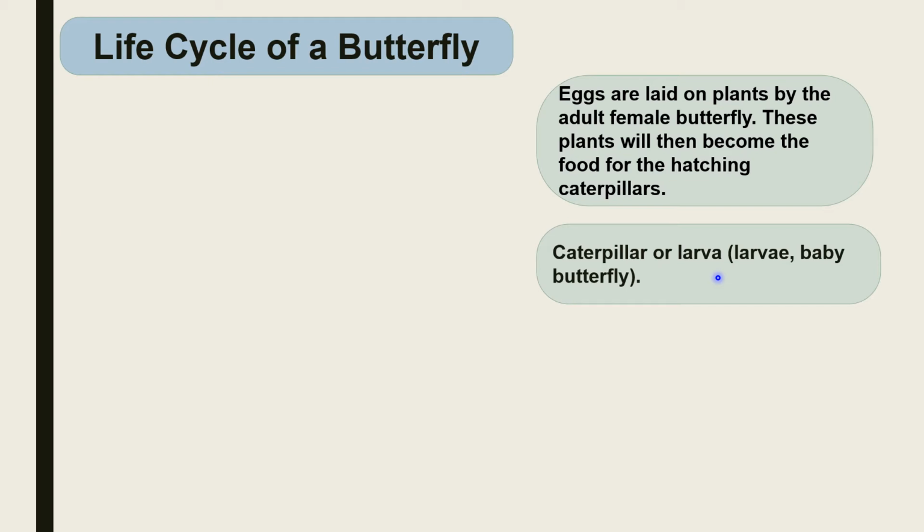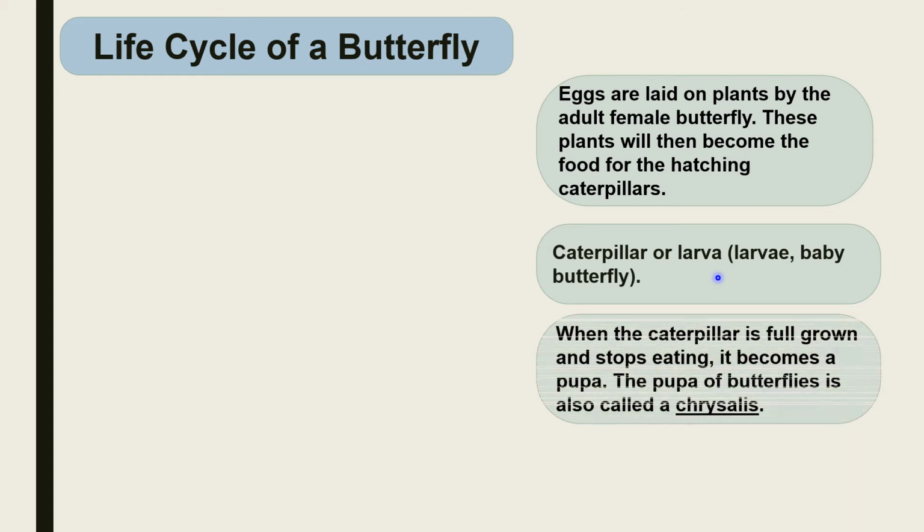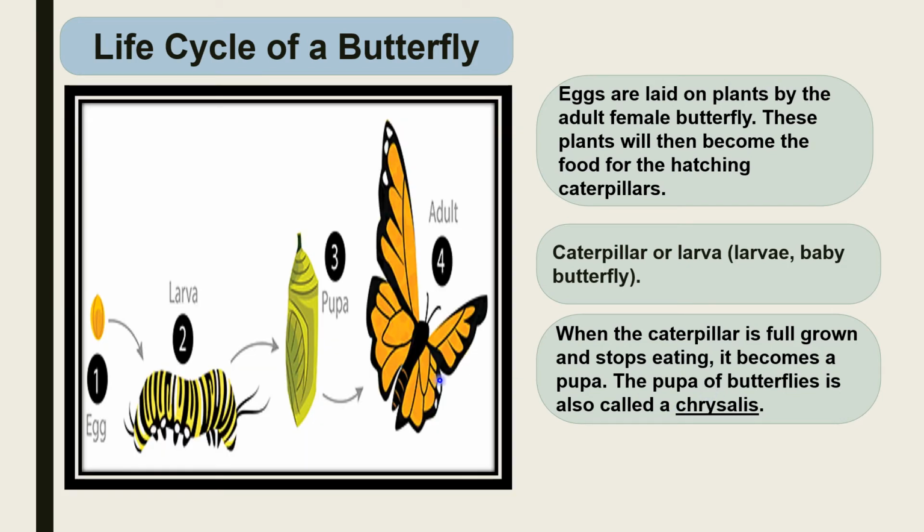They do not look like the adult butterfly, and they spend their time just eating and feeding, eating grass or the leaves of the plant. So when the caterpillar is full grown and stops eating, it becomes pupa. The pupa of butterflies is also called chrysalis. Chrysalis is what you call the pupa of the butterfly. So as you may see in the picture, first is the egg, second is the larva or the caterpillar, then pupa or the chrysalis, and then adult. Okay.